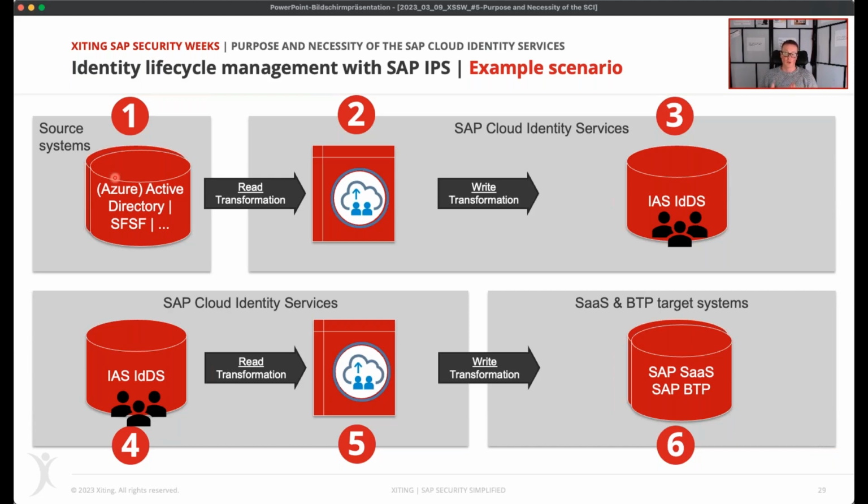And with the next job run, the creation of a new employee in Azure AD, or changes to user information like group assignments, attributes, or even the deactivation of an account, those events are captured via IPS, read from the source, and then forwarded, written into the target system. The first one is the identity directory. That's steps 1 to 3.